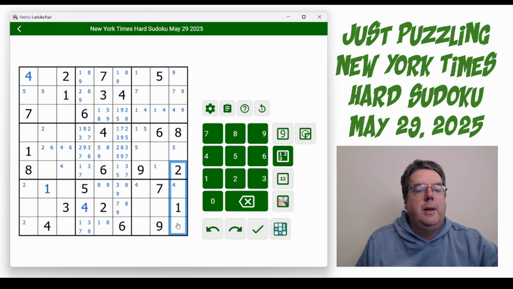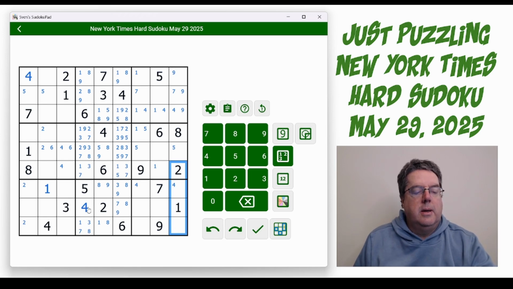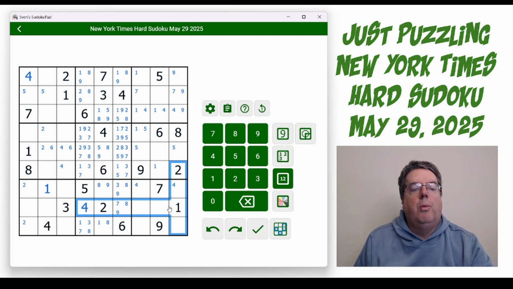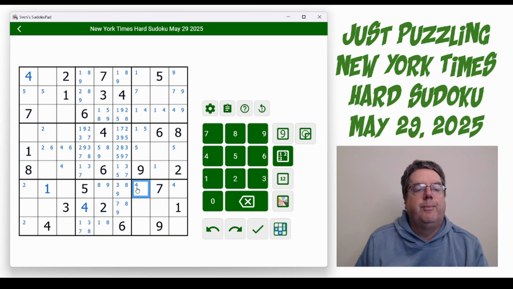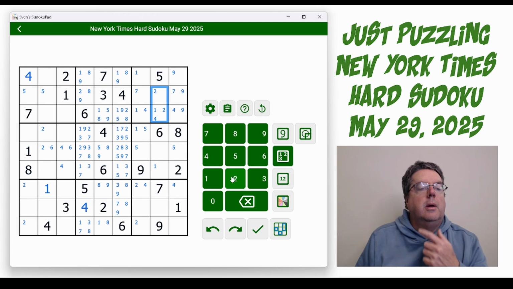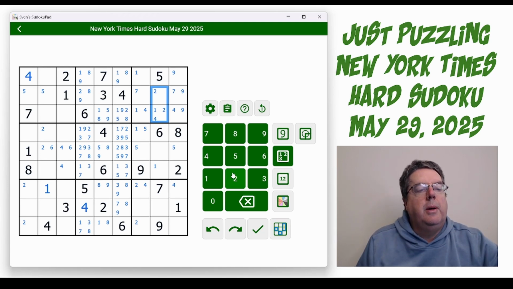2 can't be in this column. Can't be in this row. So 2 can only be here. And 2 therefore can only be in these two cells here. I wonder if 2 is actually going to be the thing that helps me. Who knows?